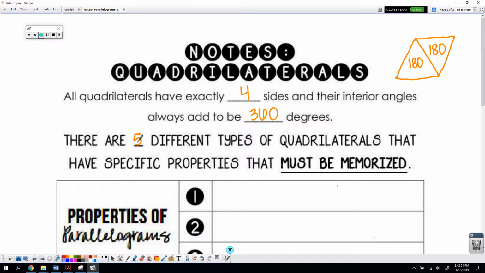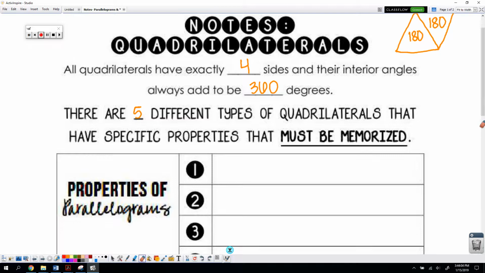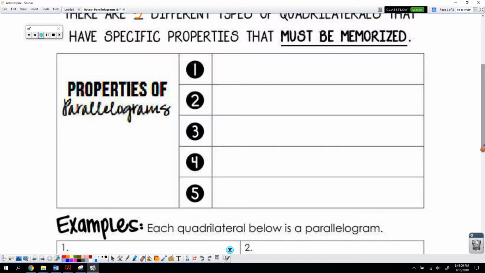There are 5 different types of quadrilaterals that have specific properties that must be memorized. Just so you know, there are actually 6 different types of quadrilaterals, but we'll only be learning about 5 of them. Today we'll be learning about 2. So for our first part, we need to talk about the properties of parallelograms. We're going to draw ourselves a parallelogram, or at least to the best that we can.